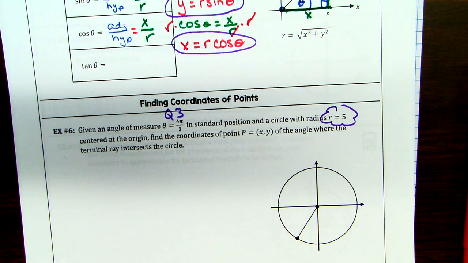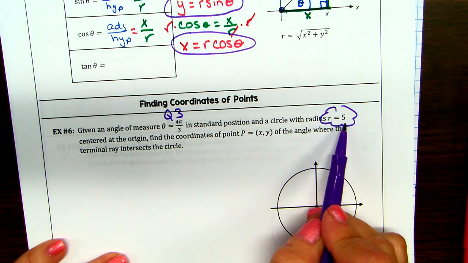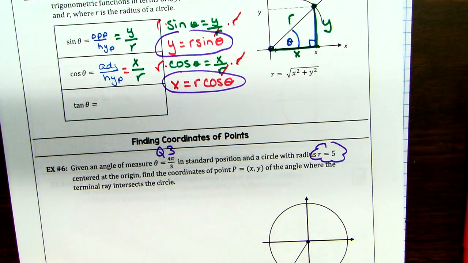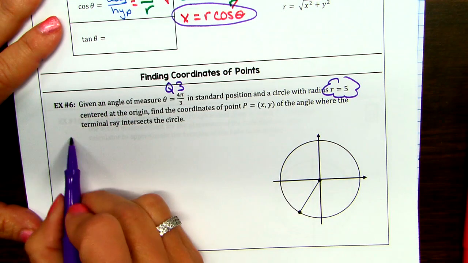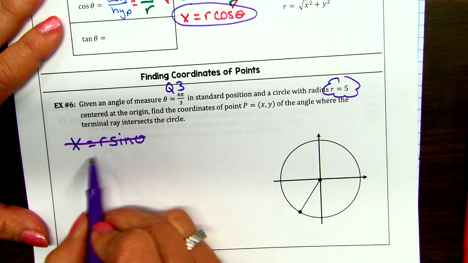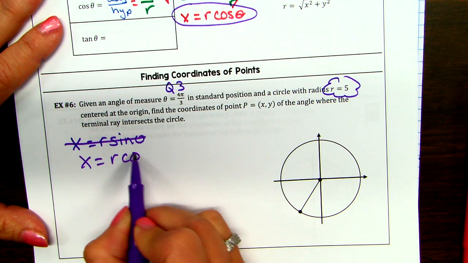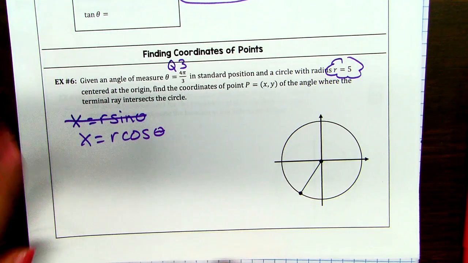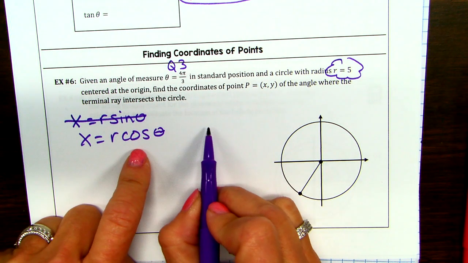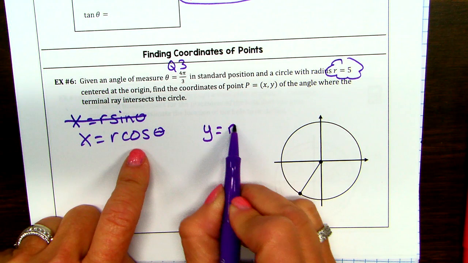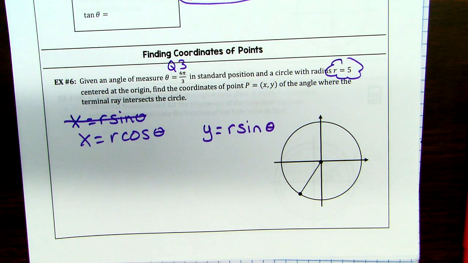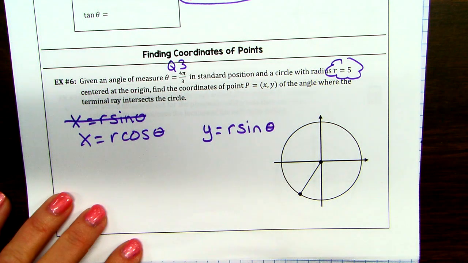But since they changed the radius from 1 to 5, we're going to use this formula. It makes it so much easier. So let me show you what I mean. I'm going to rewrite the formulas. X equals r cosine theta. I knew I was wrong because x and cosine go together. Okay? And y equals r sine theta. Easy to remember. So what we're going to do is just plug right into it.